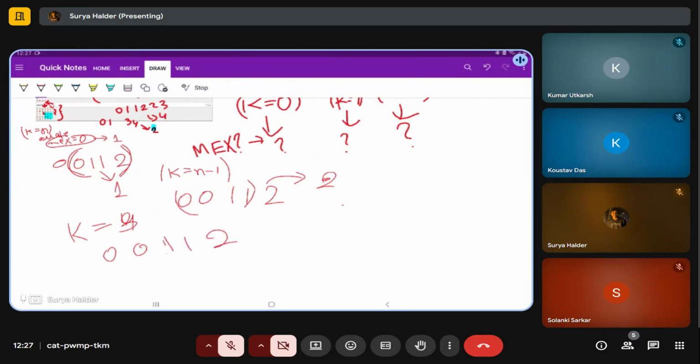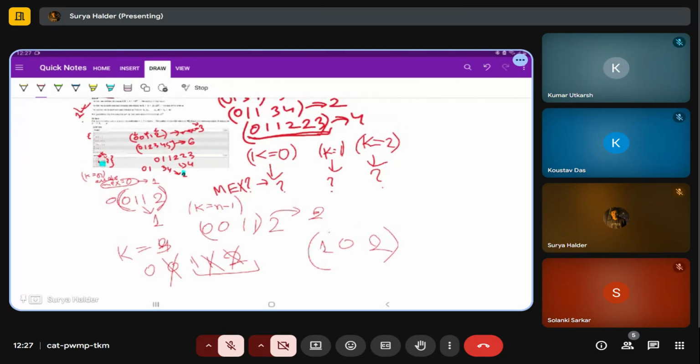So either I can remove these 3 elements, then I will be getting 1, or I can remove these two zeros, then I will be getting 0, or I can remove this 2 and this 1, then I'm getting 2.